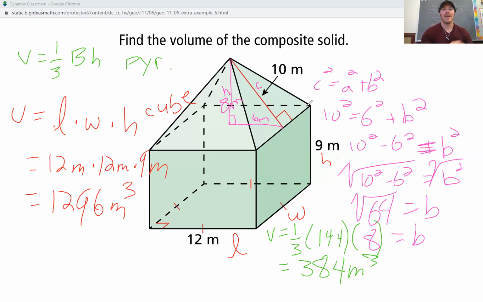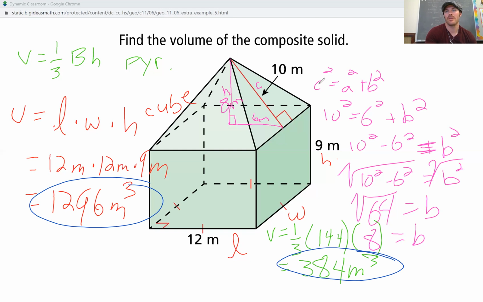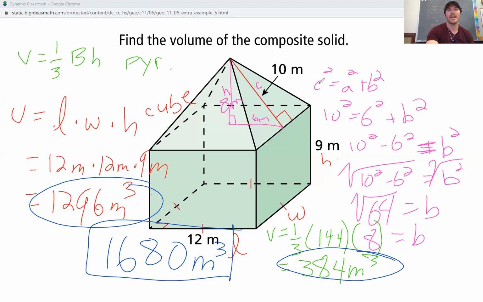We have to take this and add them together. And then that will be your final answer, okay? So I'm just going to take that plus 1,296. I get 1,680, and that is my answer, 1,680, and it is correct. That's the correct answer, okay? Because I just added these together.